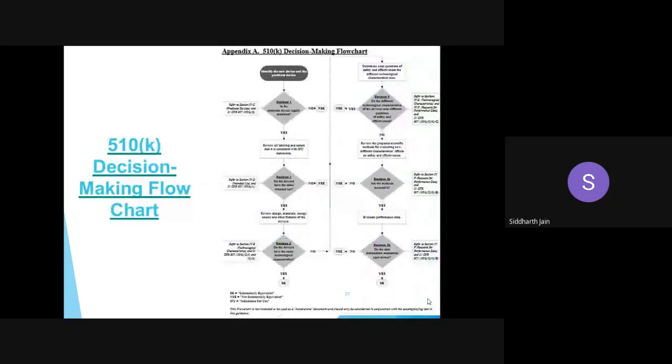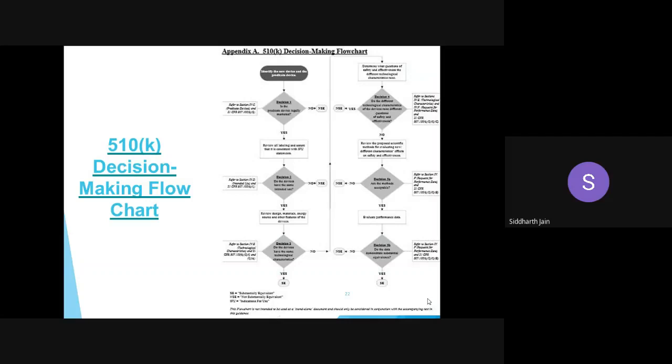Next slide. So this is a typical 510K decision making flow chart. I have taken this from Appendix A. I will be sharing the entire PDF version of this flow chart with you, so you can have a better understanding, because of the small size we are not able to see it here.